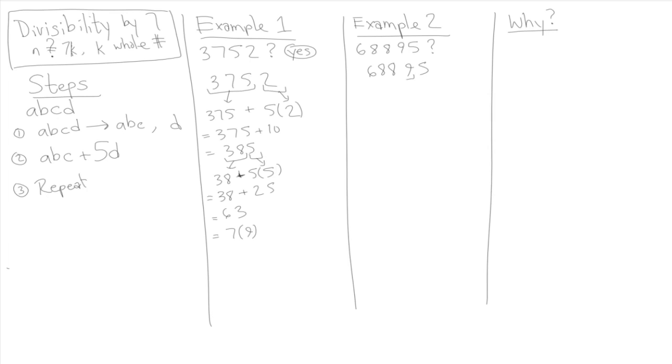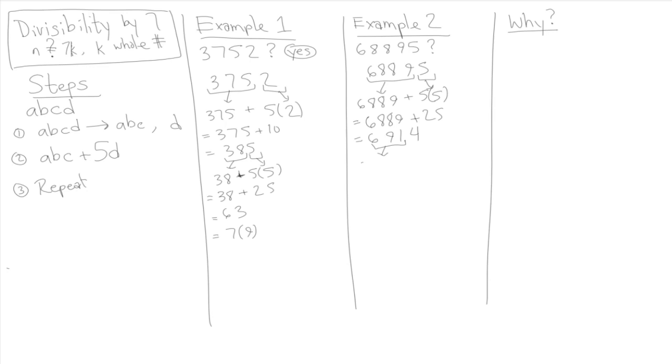For our second example, let's take 68,895. We're going to take all the digits besides the last one and rewrite them, 6, 8, 8, 9, and have the last one on its own. Now I combine these together by multiplying the last digit by 5 and adding it to the first 4. This turns into 6,889 plus 25, which is equal to 6,914.